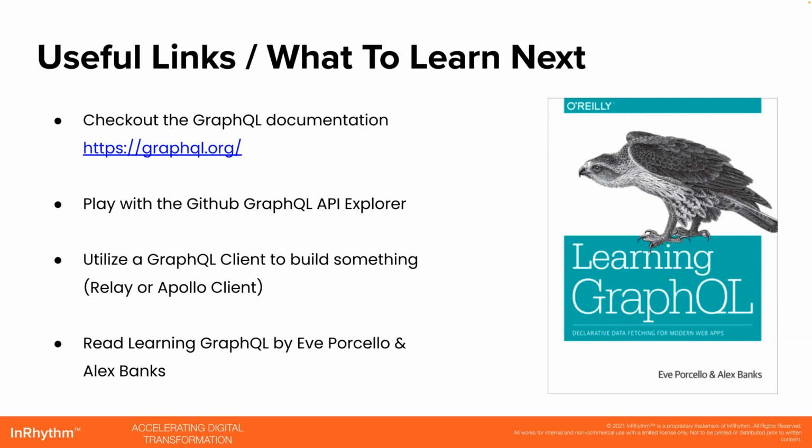Relay is from Facebook. It's for React and React Native only. Apollo client is for React, but also all the other JavaScript frameworks that you guys like. These clients tackle a lot of the problems that have already come up within GraphQL, especially caching. That's a great reason to use the actual client.